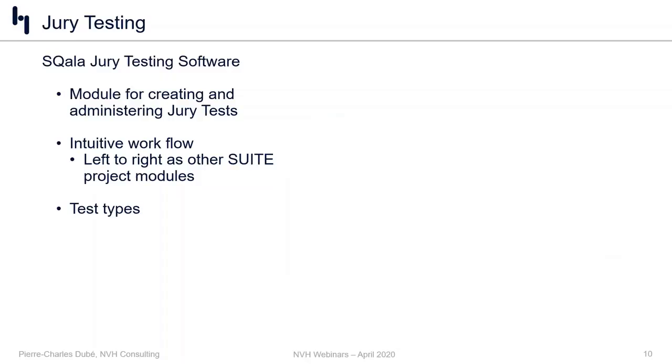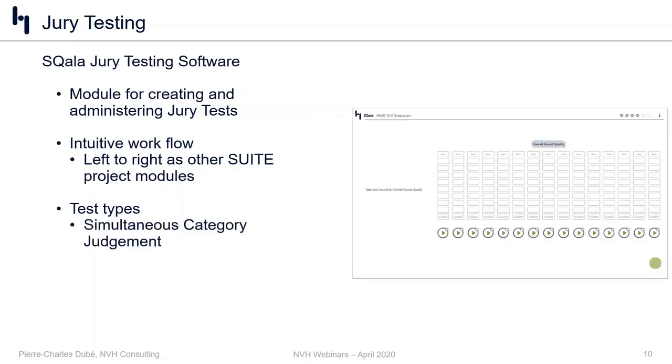We have a lot of different test types in Scala, including, for instance, one that we used for the drill evaluations, a category judgment. So here we were asking about overall sound quality for the drill sound. So each of the sounds that we created and measured, we have listed here in this view, and then people just listen to the sound and evaluate for overall sound quality.